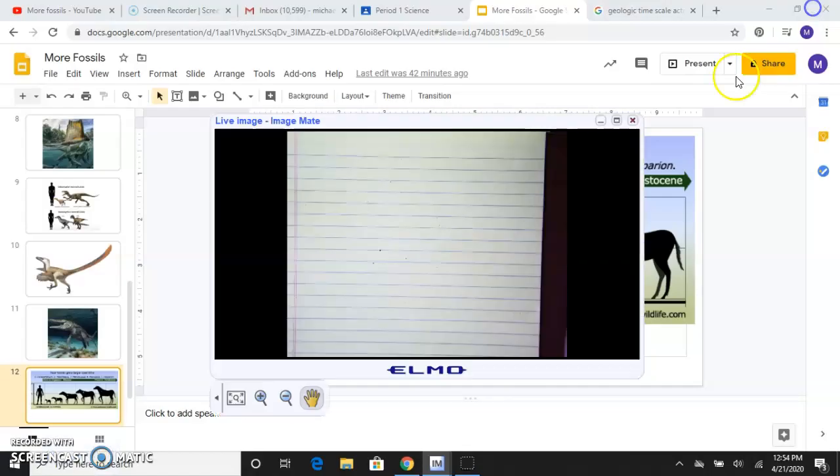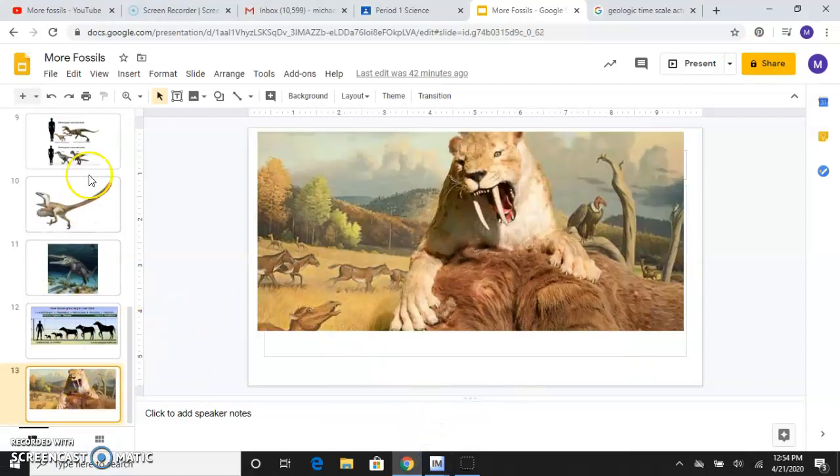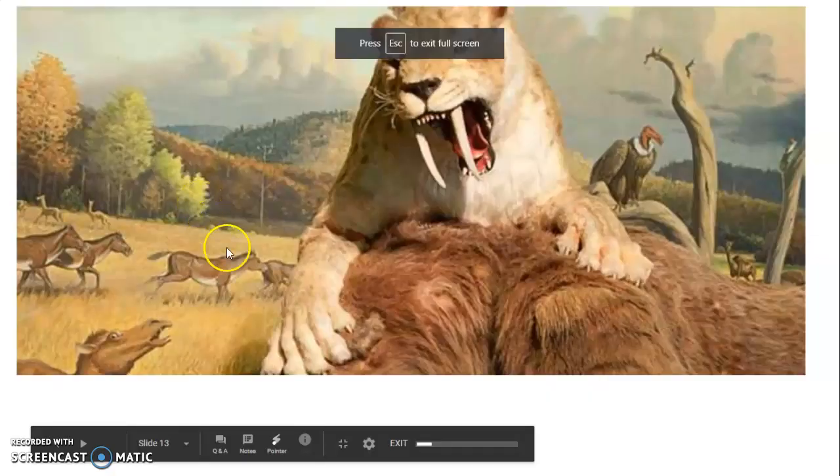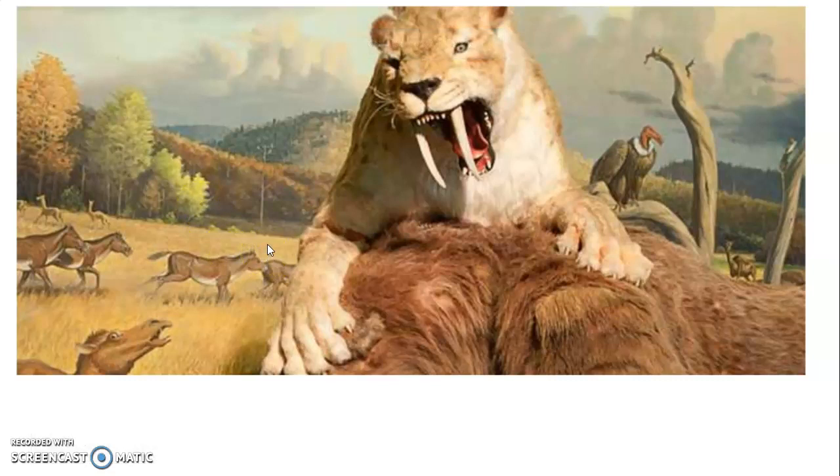Now if we go back to our pictures again, we also have our saber-toothed cat. So saber-toothed cats and these other large mammals were very abundant during the Cenozoic. And of course we see these giant fangs, very good for tearing flesh.